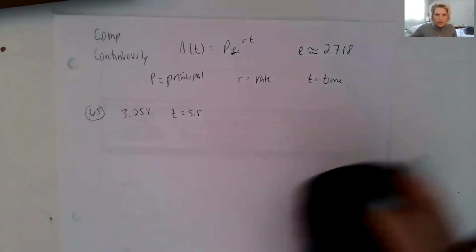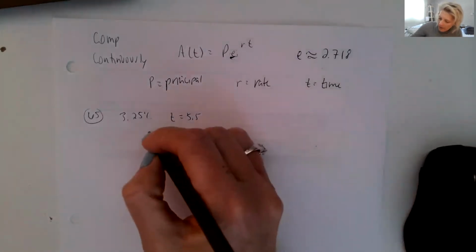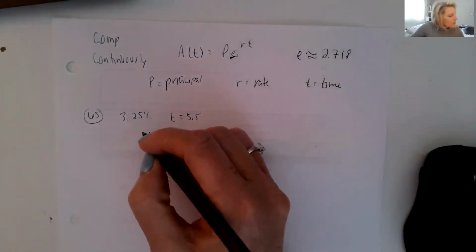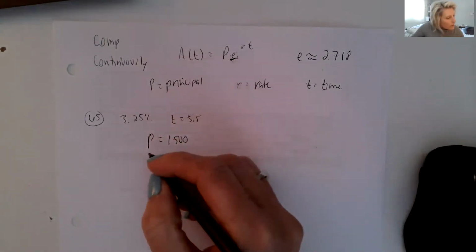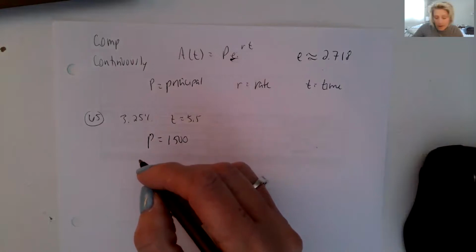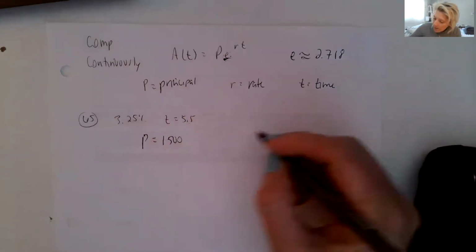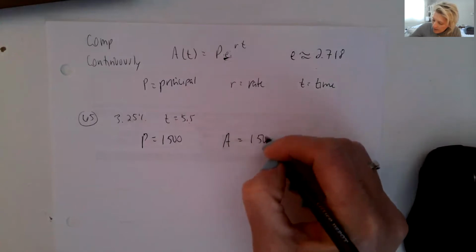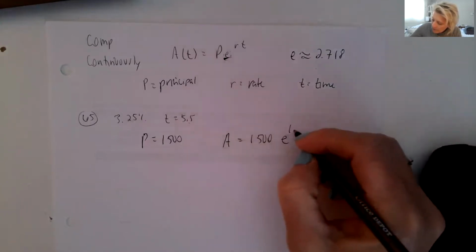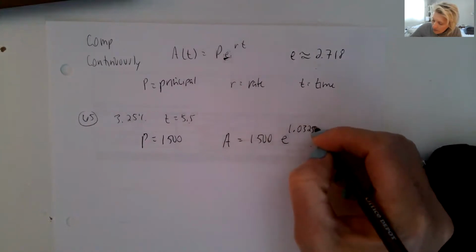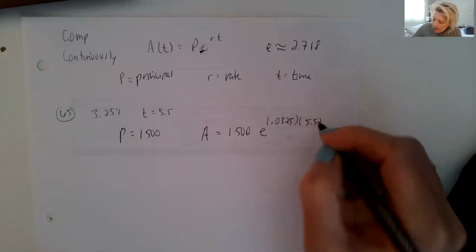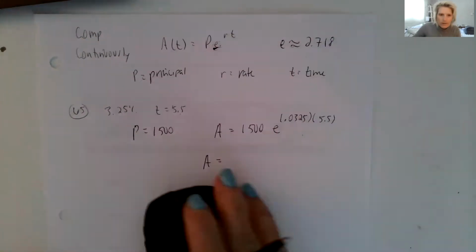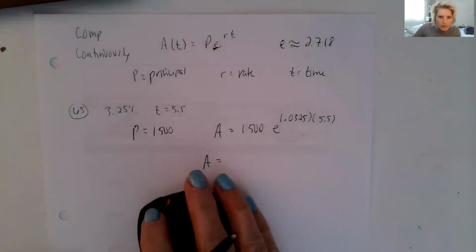So let's go ahead and fill in the formula here. Number 65 is saying, again, we've invested $1,500 and we're going to compound it continuously, find the total in the account after t years. They're going to give us some different t's. For this one, we are going to invest that $1,500 at 3.25% interest times 5.5 years. So let's go check that out in decimals.